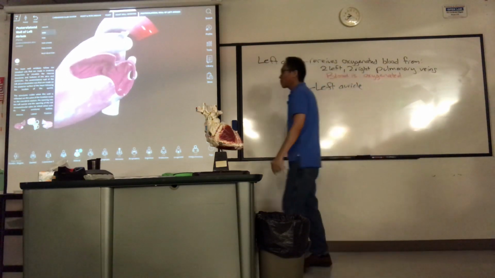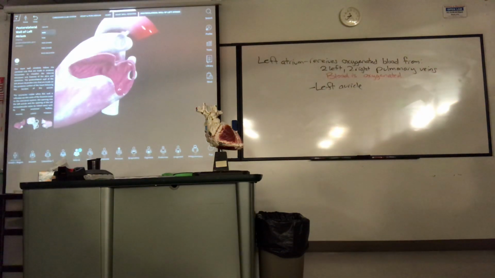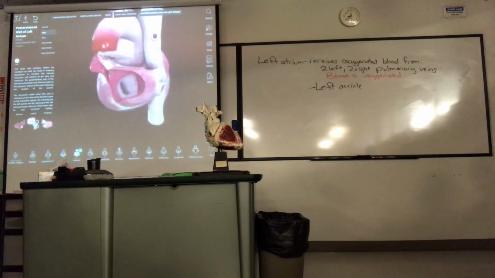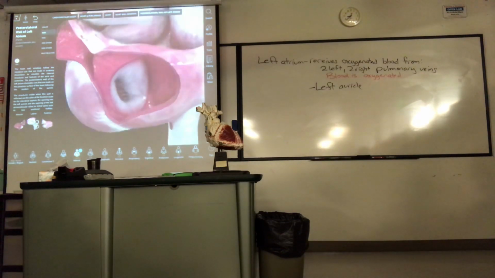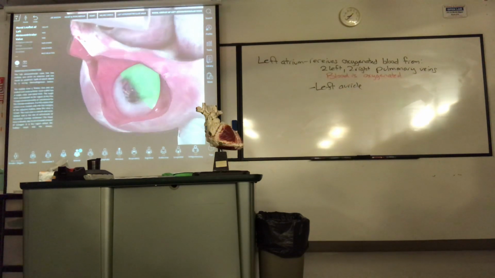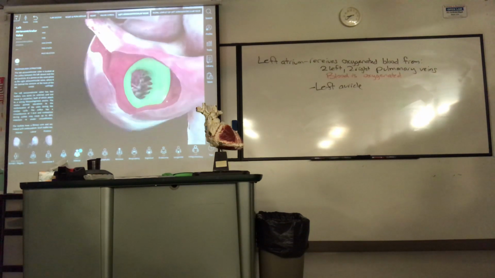And by removing part of the wall, I want you to see the bicuspid valve on the other side. You see the valve opening and closing. I'm going to highlight the whole thing. There's one cusp. It's the whole thing. You can call that the left AV valve or the bicuspid valve. So blood is flowing forward from left atrium to left ventricle.